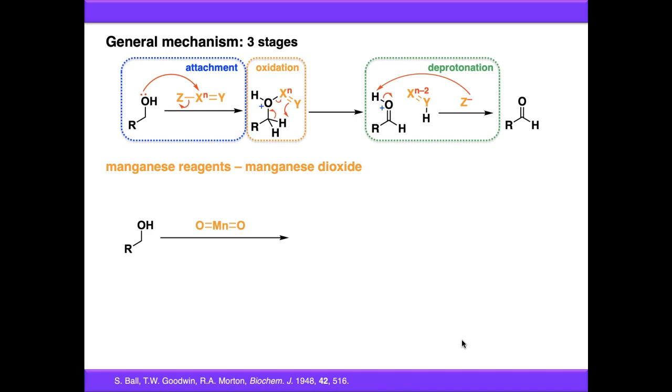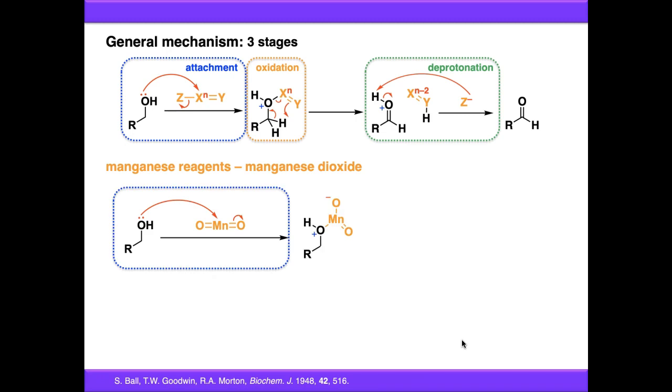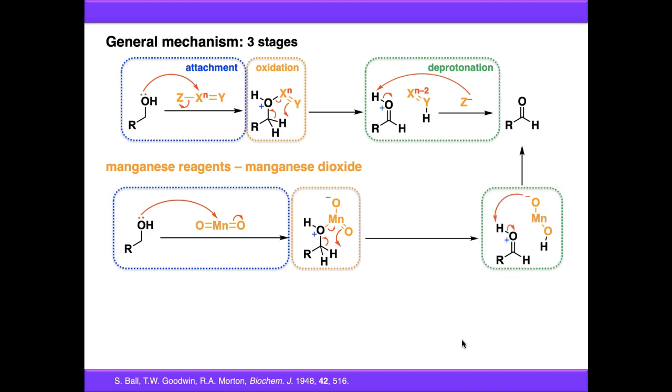So manganese dioxide's actually got one of the simpler mechanisms. We're going to attach our carbonyl by attacking the manganese. That's our attachment step. We are then going to look for oxidizable protons, push the electrons around in a circle. That's a drop in oxidation state at manganese from 4 down to 2. And then we're going to deprotonate as the final step to get us through to our aldehyde products.